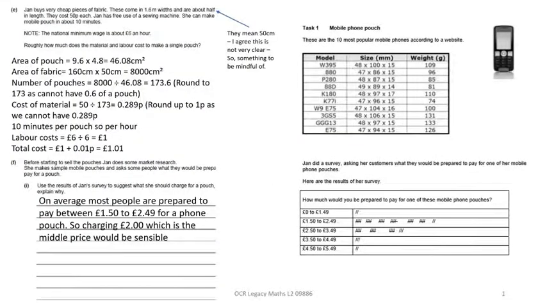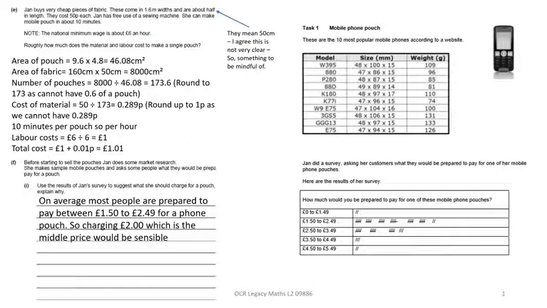Now let's look at question E, in regards to Jan buying cheap pieces of fabric. One confusing thing in this question that caught me out, to be fair, is the bit where it says these come in 1.6 meter width and are about half in length. What they actually mean is 50 centimeters, half a meter in length. I agree it's not very clear, so be mindful of that.